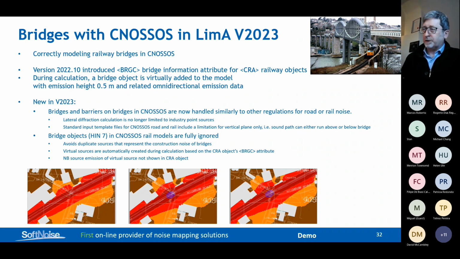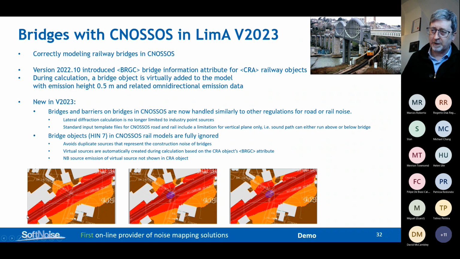I won't go into details about this one here, but what is important is that if you do have a bridge object in a Knossos rail model, it is fully ignored. It avoids you having duplicate sources, and I'll explain why that's interesting and important in a second. The virtual sources are automatically created, but you don't see the source emission of the virtual source in the CRA object. You just will see that in the calculation results.